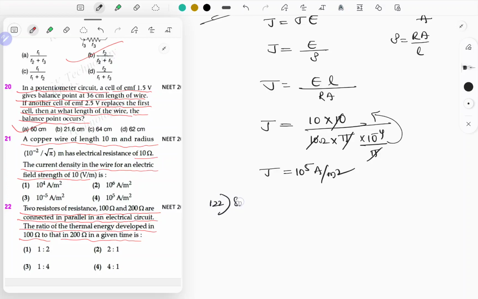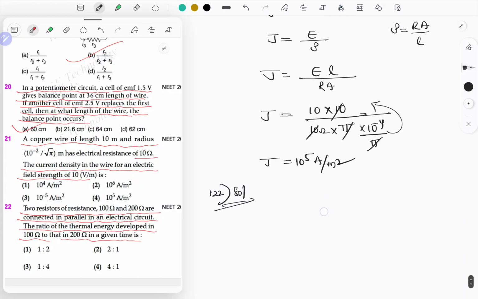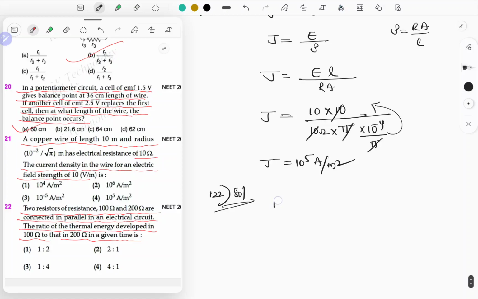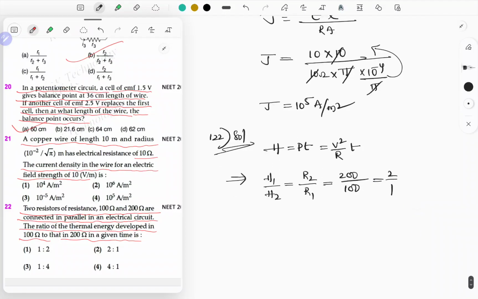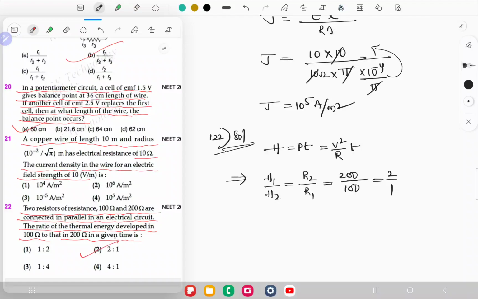So this is the 122 answer. The formula for thermal energy, that is heat energy, is equal to power dissipated into time. The power formula is V square by R, into t, as they are connected in parallel. So H1 divided by H2 is equal to R2 divided by R1, where R2 is 200 and R1 is 100, which is equal to a 2 by 1 ratio. Option 2 is the correct one.